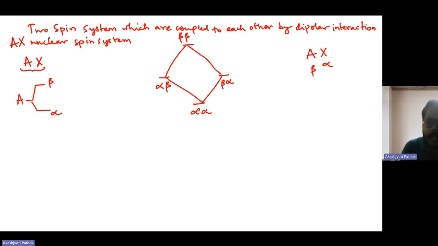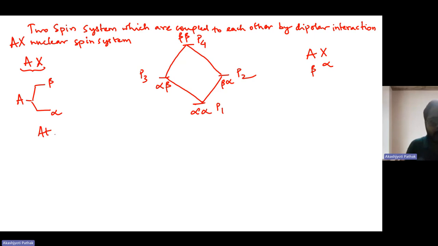Okay. So let's say that the population of the alpha alpha spin state, that is P1. That is the net total population is P1, and the population in this beta alpha spin state, that is P2. In alpha beta, it is P3, and in beta beta spin state, that is P4. Okay. So at equilibrium, what will happen?